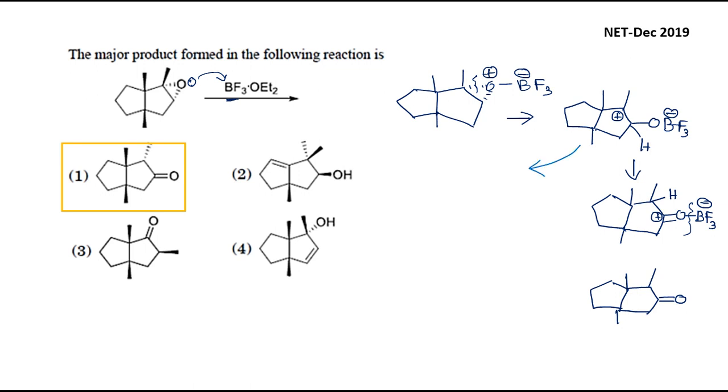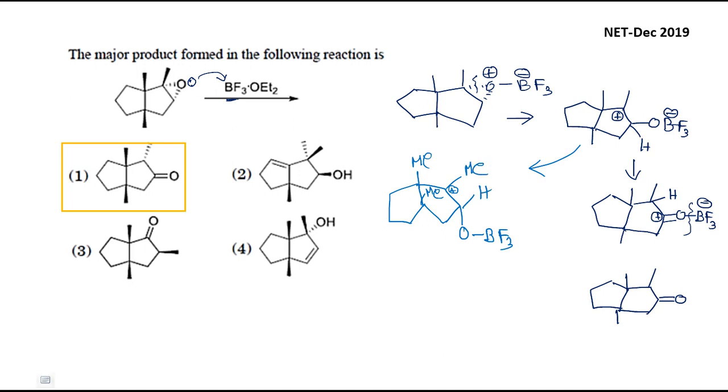To understand that, I will write this structure in a different way, so that we are able to understand what is the concave face and what is the convex face. So here these two methyl groups are present like this, and this is another methyl group, and as the positive charge is here, it is planar. And remember the initial structure: oxygen is below the plane, so that is why it is written as OBF3, and hydrogen is on the upper side.